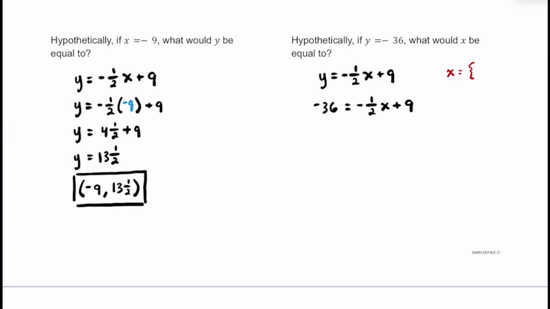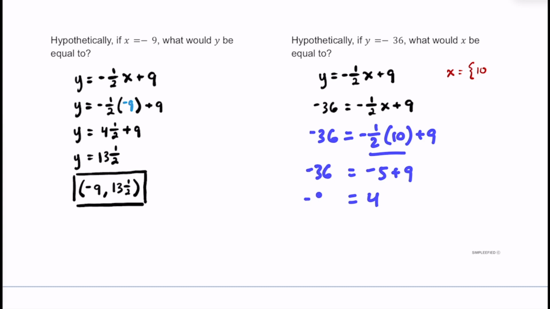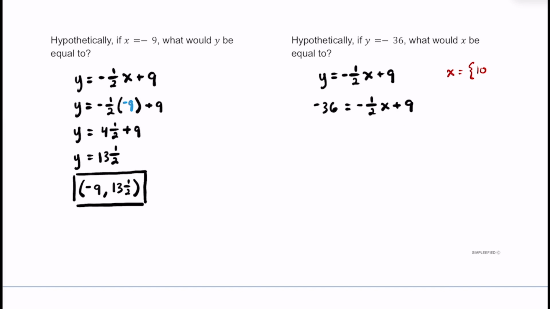So if we choose some positive numbers, let me just try something like 10 to start with here, and then we can go from there. So let's go ahead and try 10. Let's see, if we have negative 36, if we do negative half of 10, and then add 9. Well, what's negative half of 10? Half of 10 is 5, so that would be negative 5 plus 9. Negative 5 plus 9 would be 4. And this would be what, negative 36 on the left side? Well, that's just not true. So x can't equal 10.